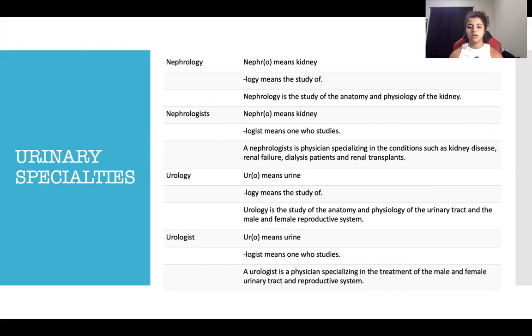Next, we have urology. For the breakdown, uro means urine, logy means the study of, and this is the study of the anatomy and physiology of the urinary tract and the male and female reproductive system. And last, we have urologist. Again, uro meaning urine, and logist meaning the one who studies, and altogether meaning a physician specializing in the treatment of the male and female urinary tract and reproductive system.